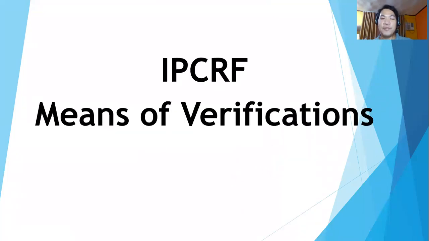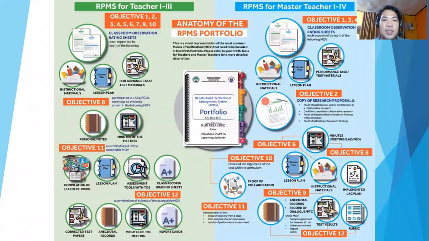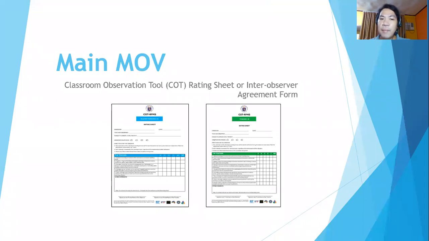Subscribe. Our first topic for today is IPCRF means of verification. So this is actually the sample of the anatomy of the RPMS portfolio. The main MOV, or means of verification, that we should know is the COT tool or rating sheet.